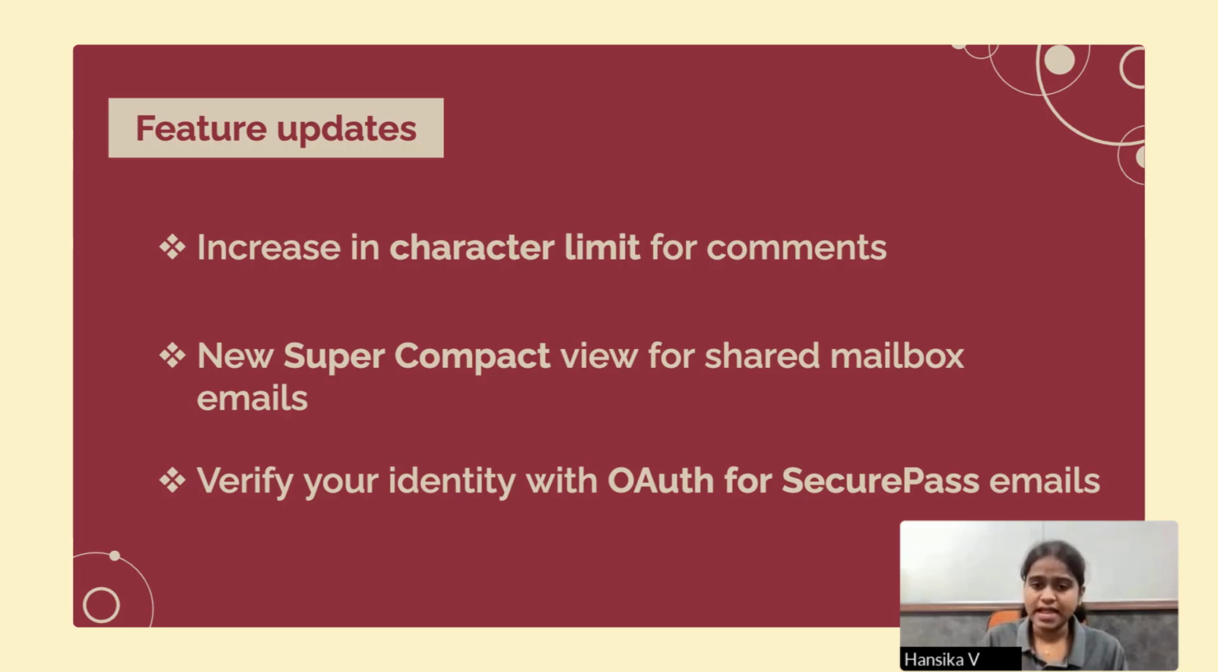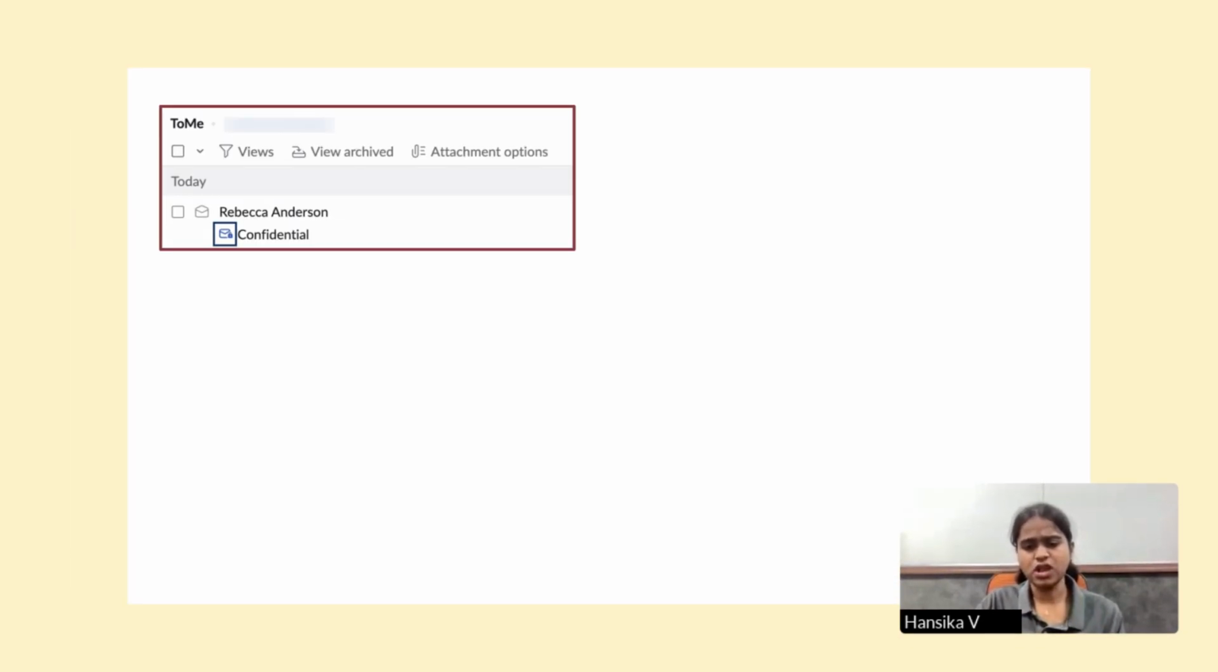Next is an improvement that has been made to the secure pass email access. With this update, when you try to open a secure pass email that you have received, you can now verify your identity using a simple OAuth login instead of entering an OTP every time. The steps are too easy. You will have to open the secure pass email that you have received. When you click the email, you'll have to click on the send secure passcode button in the pop-up.